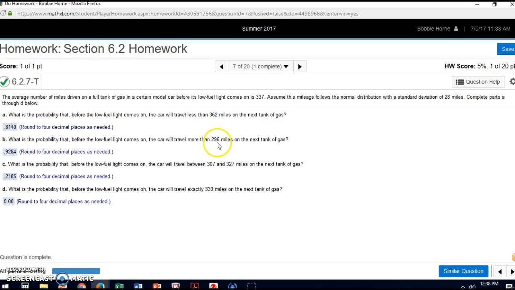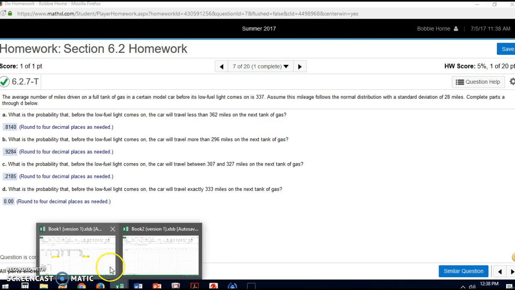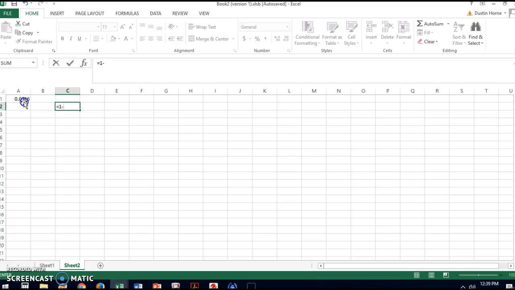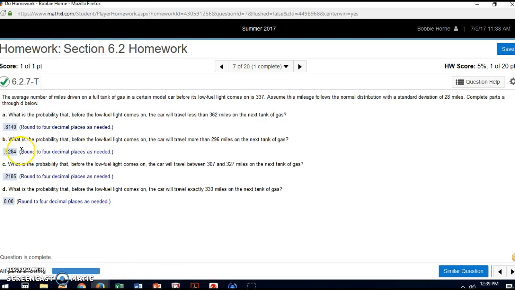So let's do this. Everything is the same except our number is 296 this time. So we type in 296. Our area, we want greater than. This is the less than number, so we're going to take 1 and subtract that number. Hold on, you have to put equals in there. So 1 minus this number, and 0.9284 would be our answer.